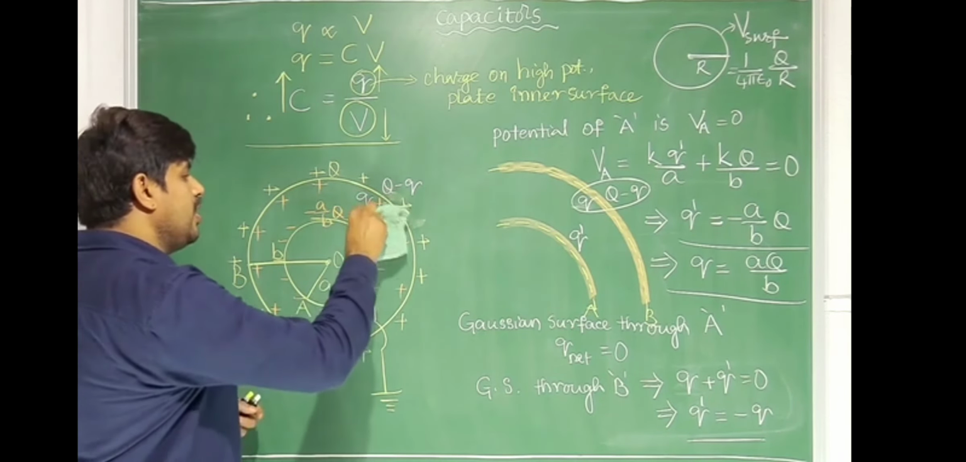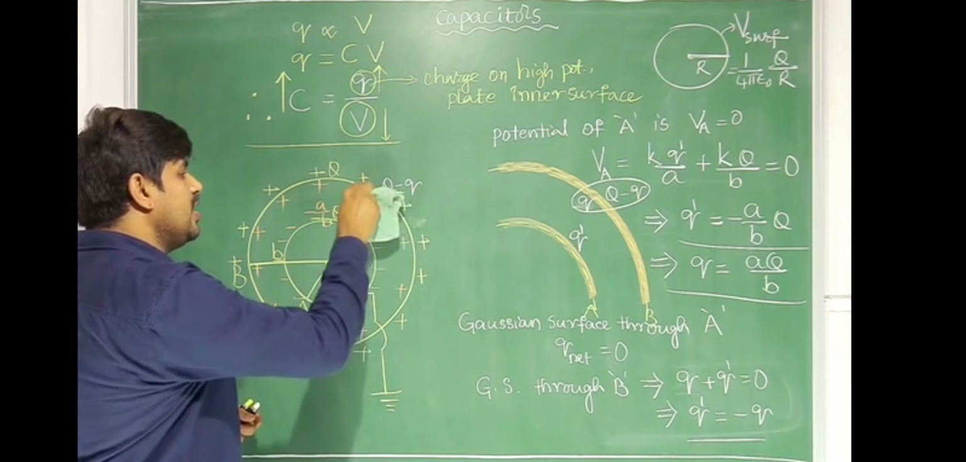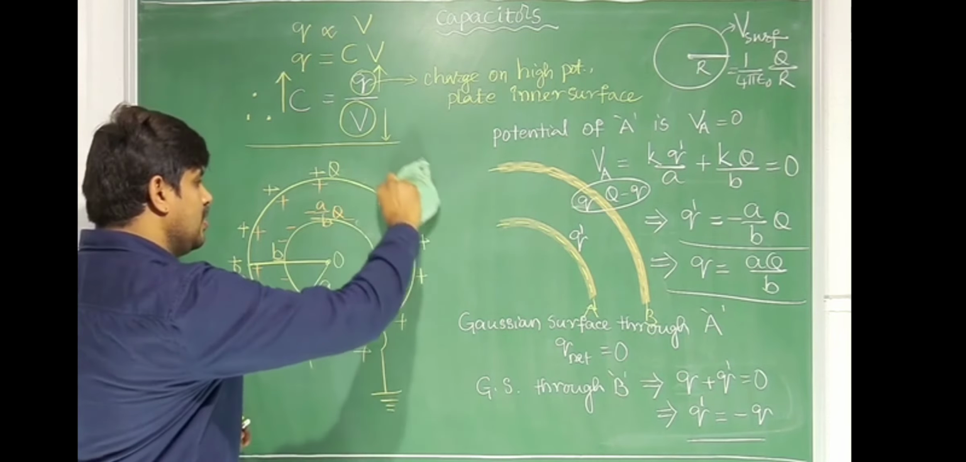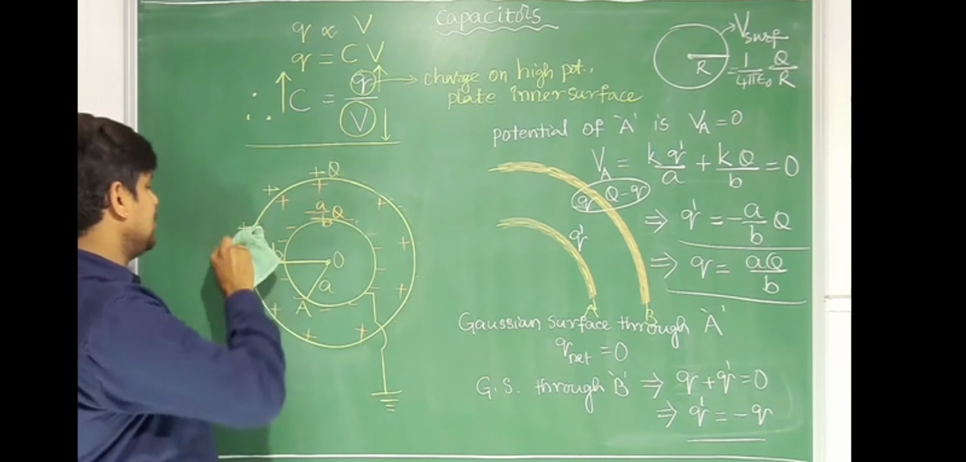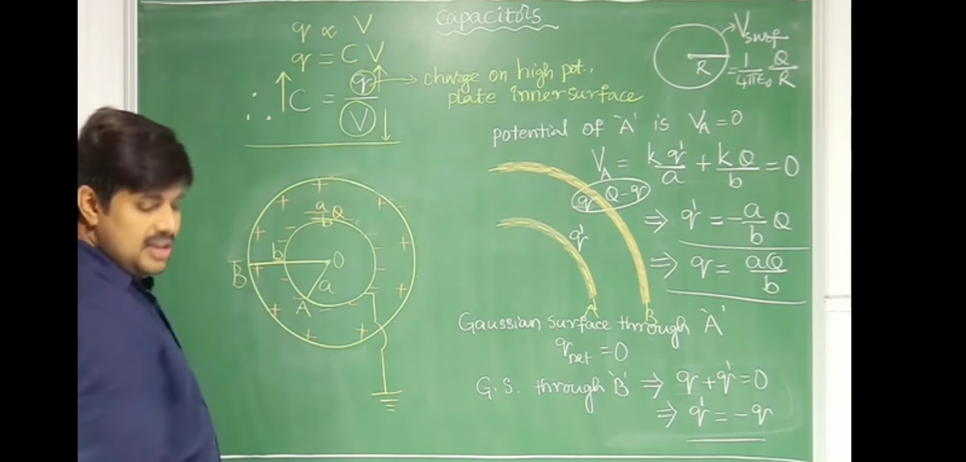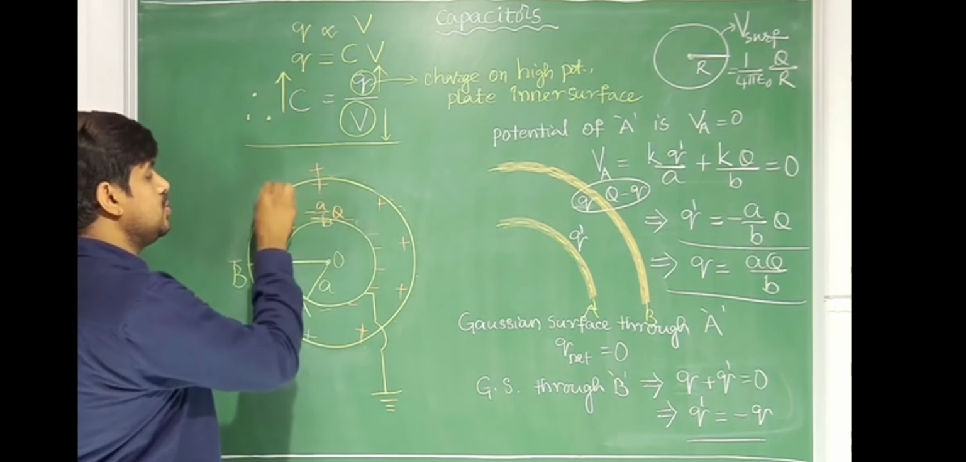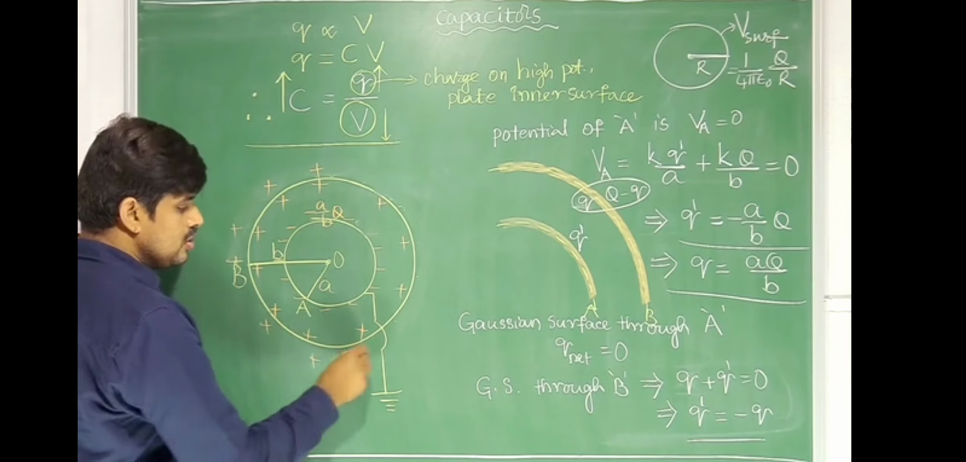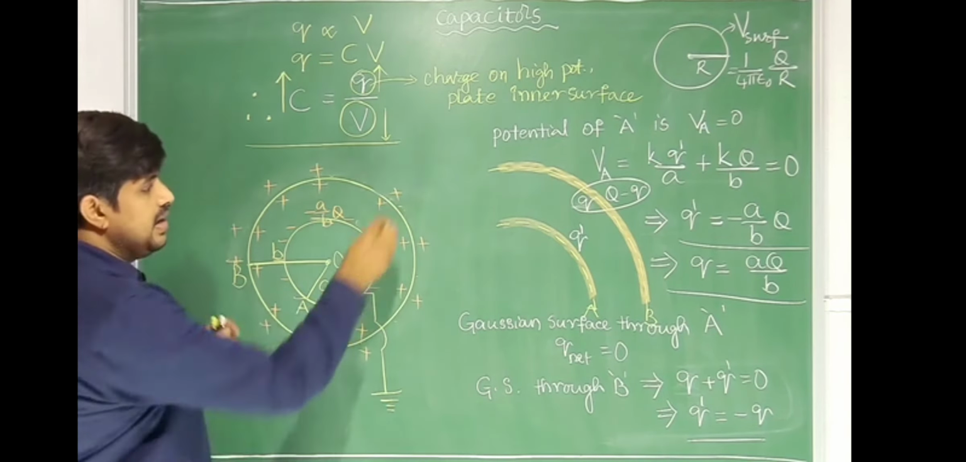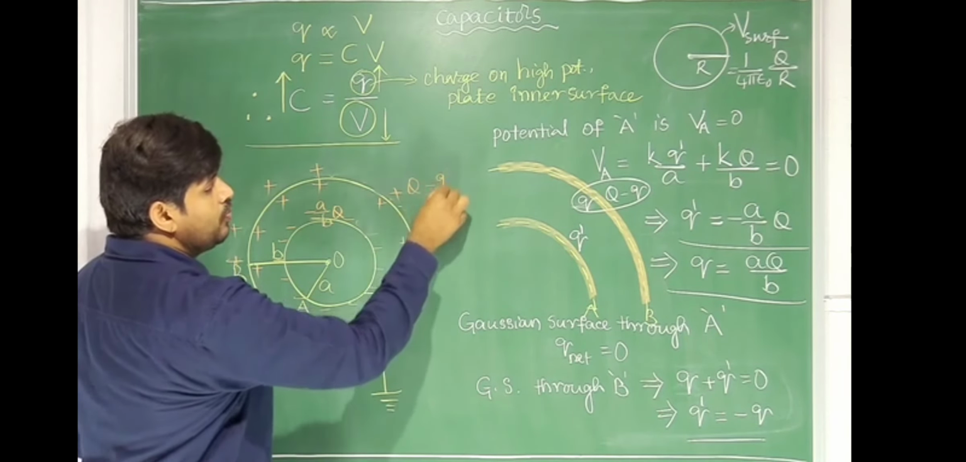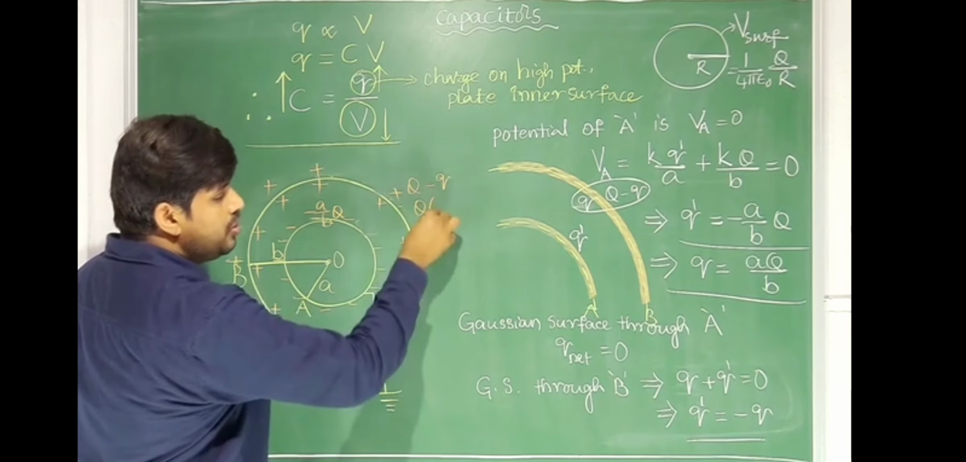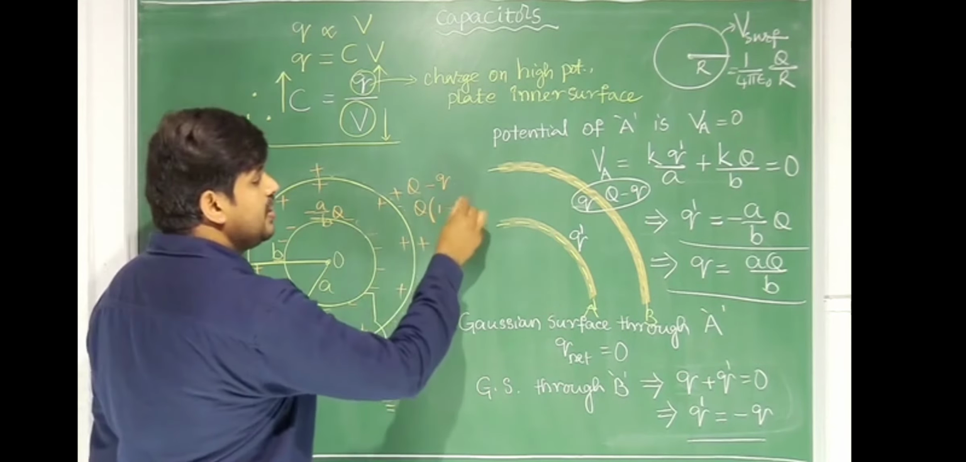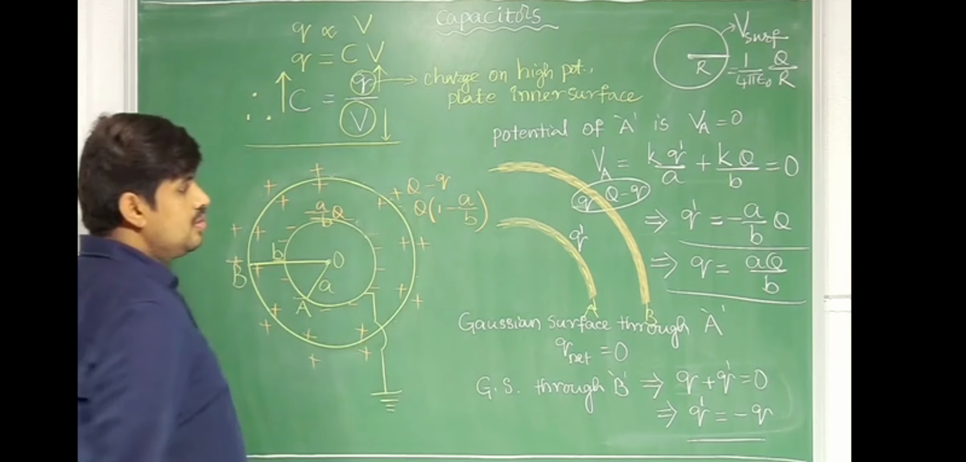So beta, I want to erase Q dash here. Q here, Q minus Q here. What is the outside charge now? Outside charge cannot be plus Q now. Outside charge is only positive charge. That is how much? The positive charge on the outer surface of B has a magnitude Q minus Q, that is Q into 1 minus A by B. This is the charge on the outer surface.